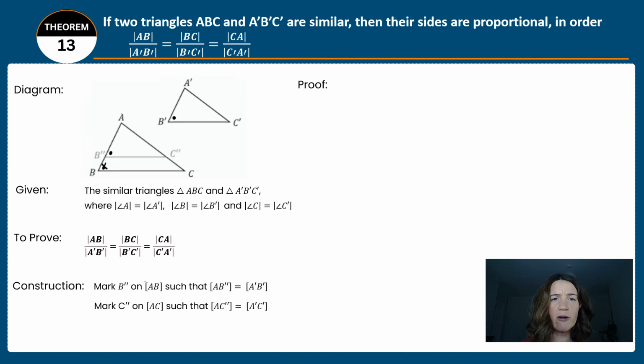Here is what then my diagram will look like. Don't worry about those little marks in the angles, they'll become clear shortly. And then the last step is to join B double prime to C double prime, so that's that horizontal line there. So on to the proof.